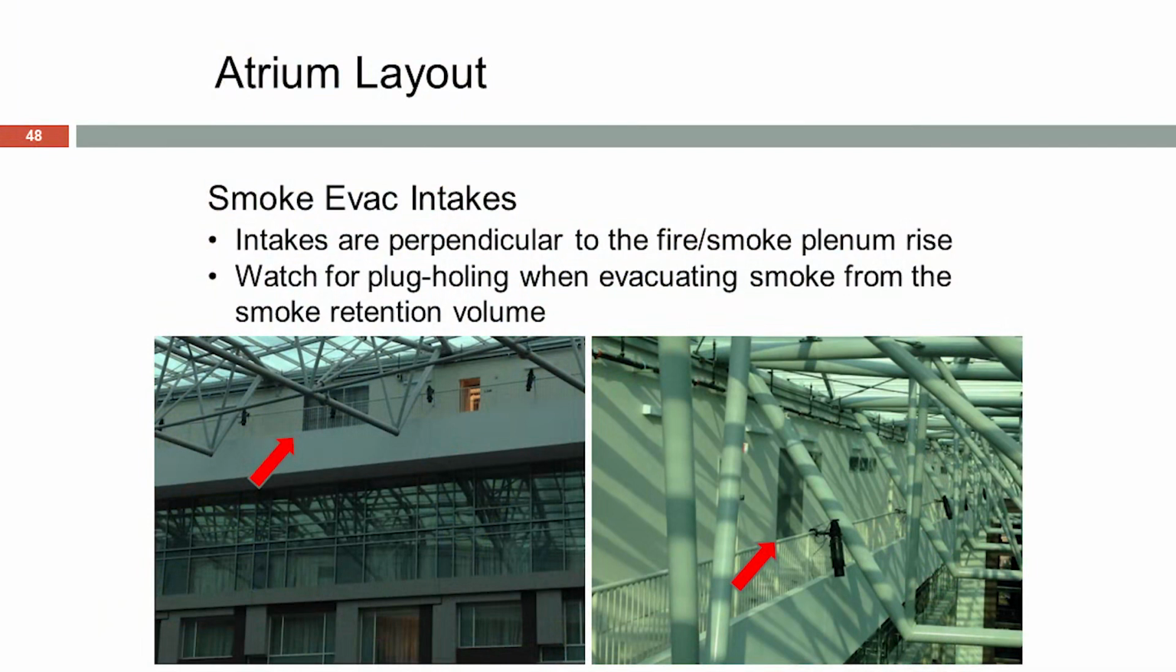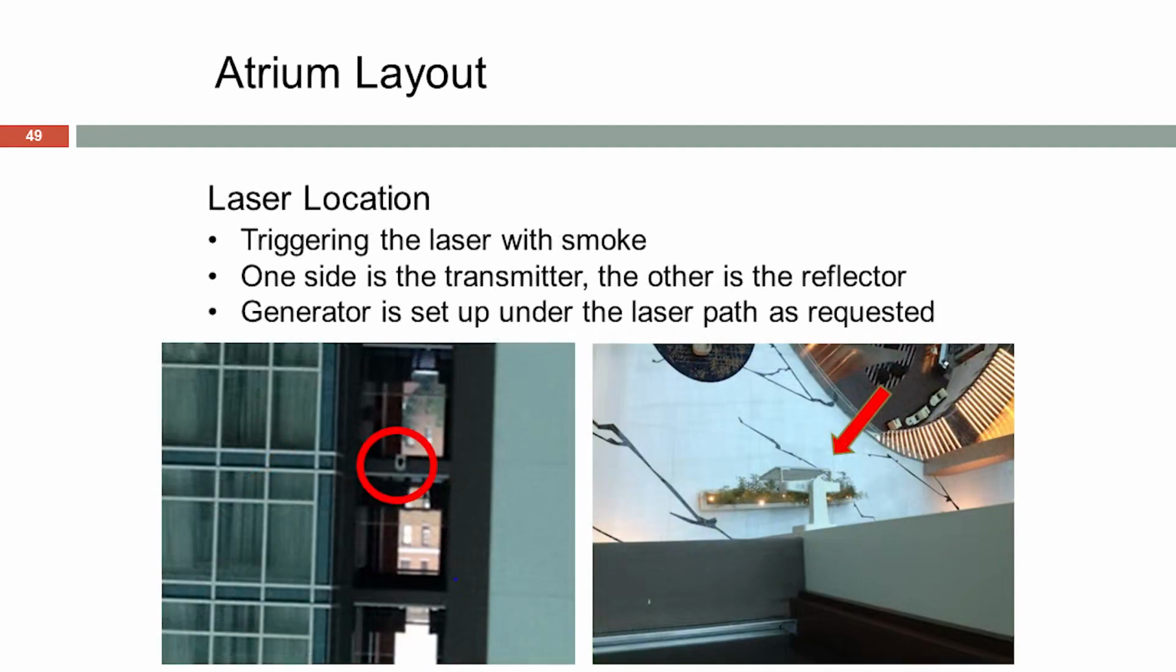All right, and I put it on a piece of plywood, had fire extinguishers nearby. Here are smoke evac intakes. They're perpendicular to the plenum, which isn't an issue, but again, remember we had the glass ceiling. And that's where we wanted to make sure that we could retain enough smoke volume to prevent plug holing. Here's my laser looking down over one of the balconies. The right-hand picture is the repeater, the reflector, the left-hand side, and I think it's about 5 or 6 levels up. Shoots all the way across the atrium, and they had multiples of these around.